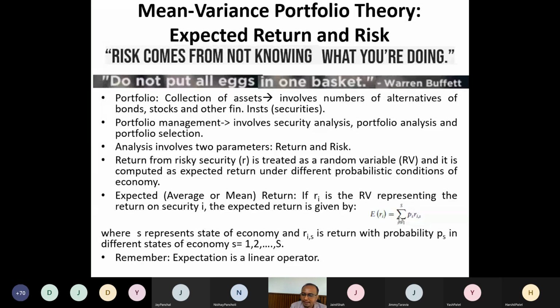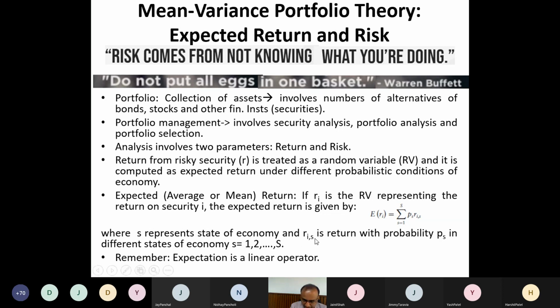So let me go with the definition. The expected value of return of security I, E of Ri, is equal to sigma S equal to 1 to capital S of PS into RIS, where PS is the probability associated with this state of the economy, and RIS is the return of security I in economy state S, right? And remember, this expectation is a linear operator, so whatever linear operation we can do, we can use later on this expectation.